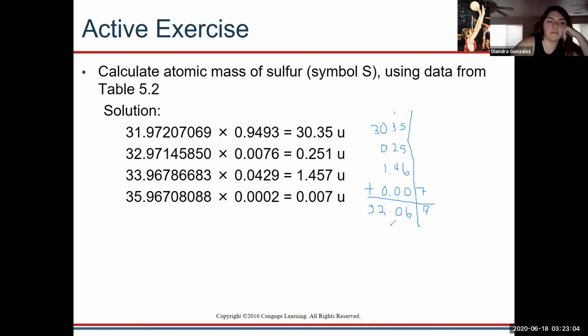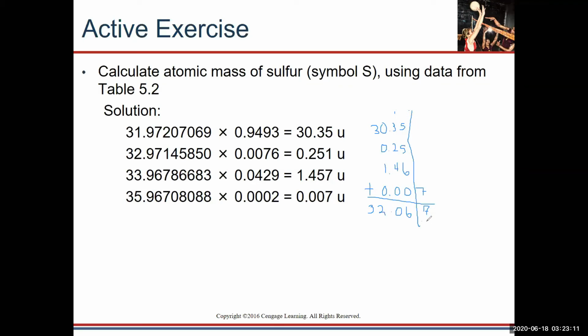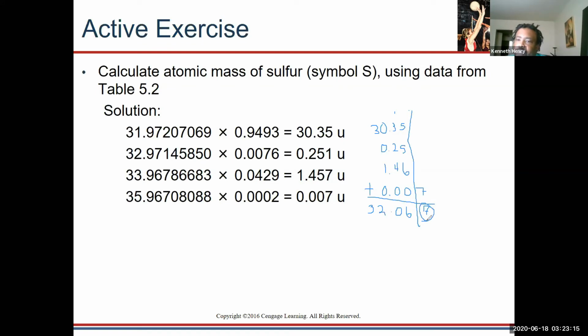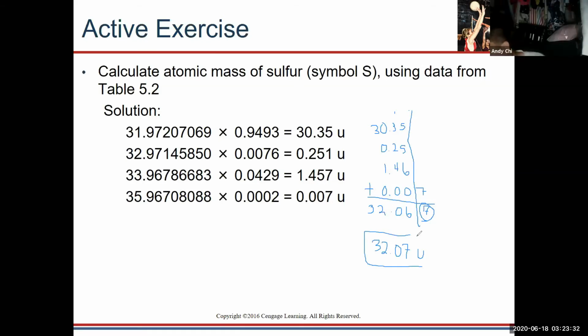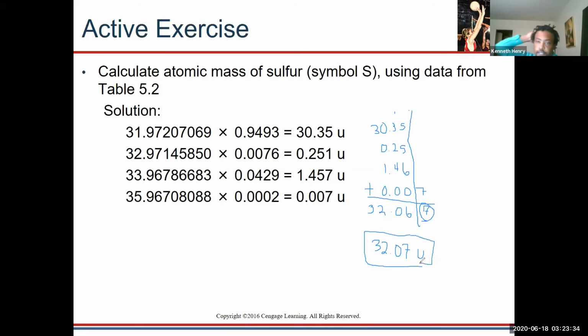Okay. So what number am I going to use to round? The 7. Okay, I'm going to use the 7 to round. So is the 7 greater than 5? Okay, so then my answer should be 32.07. Okay. So that would be the answer I would expect on your exam. Wow. Okay. Piece of cake?